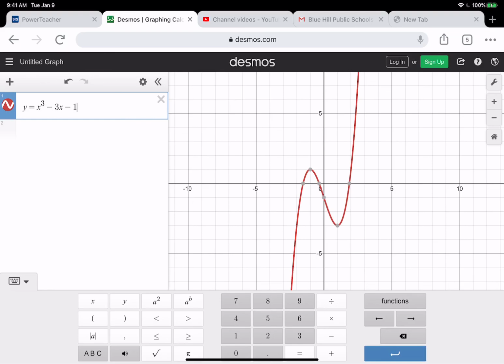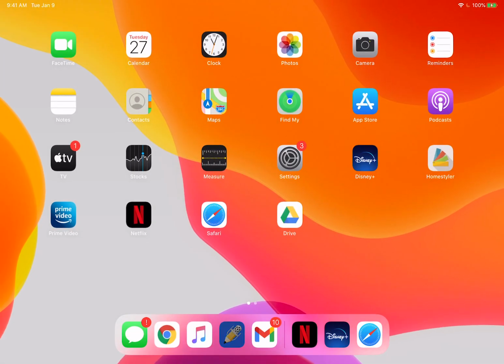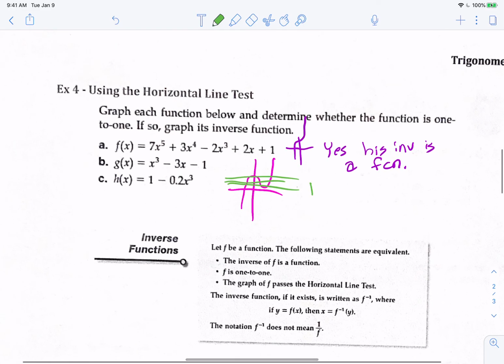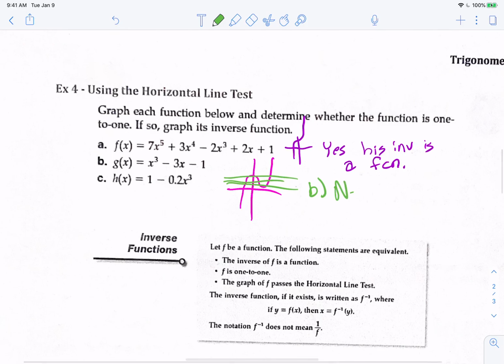No, because if I do the horizontal line test in the middle, he does not pass. So for B, I'm going to do it in a different color. This is what the graph of B looked like. He did one of these, okay? So he himself is a function, but if I do the horizontal line test there, he's not going to pass. So B, no. His inverse is not a function.